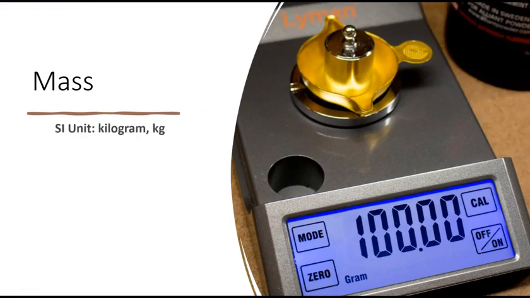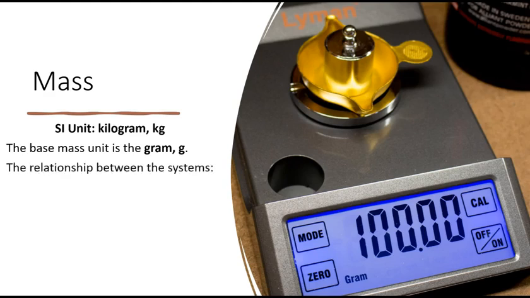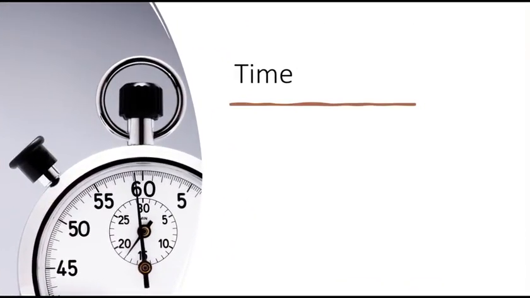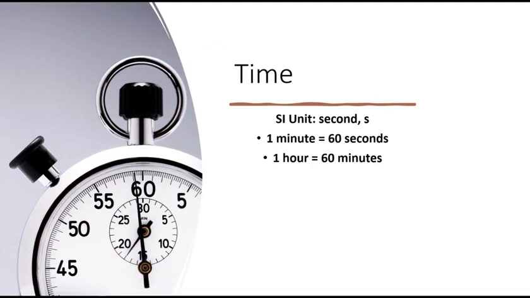For mass, the SI unit is the kilogram or lowercase k, lowercase g. But the base unit that tells us this is mass is gram, lowercase g. The relationship between the systems includes that 1 kilogram is equivalent to 2.205 pounds. There are other relationships that will be provided for you if necessary. For time, the SI unit was second, lowercase s, and we know that 1 minute is 60 seconds, 1 hour is 60 minutes, 24 hours are in a day.